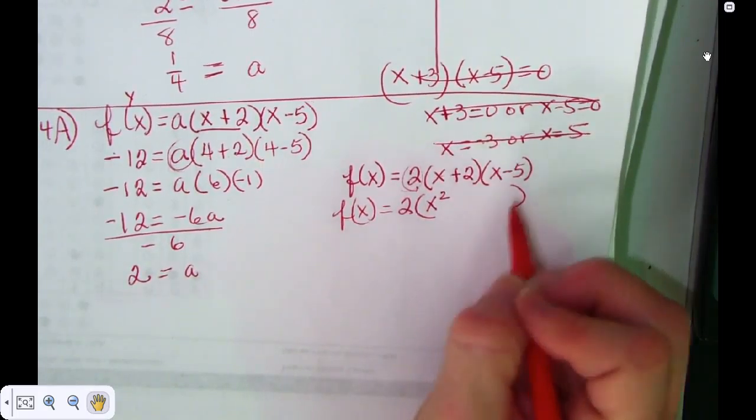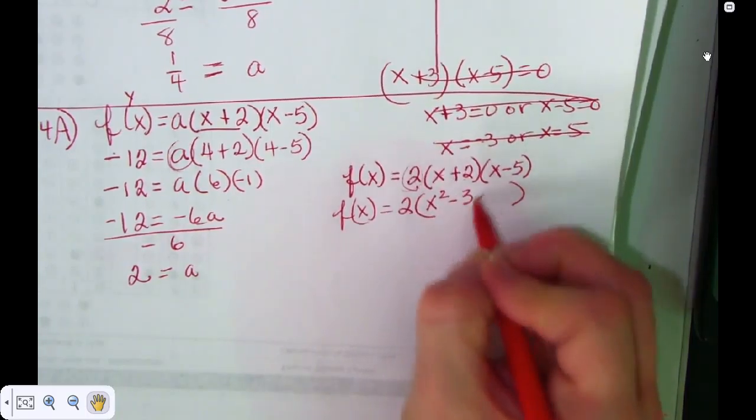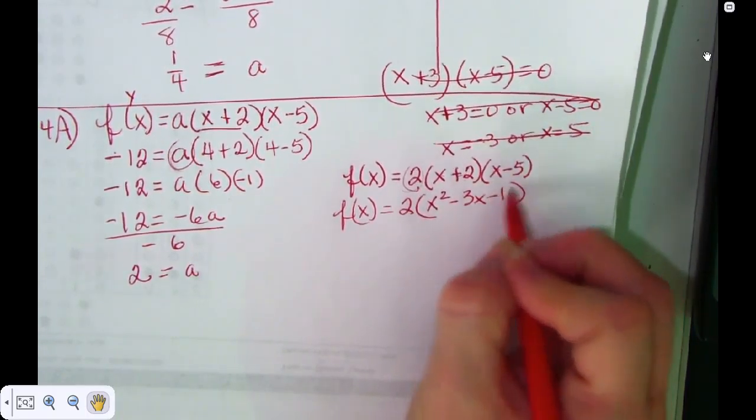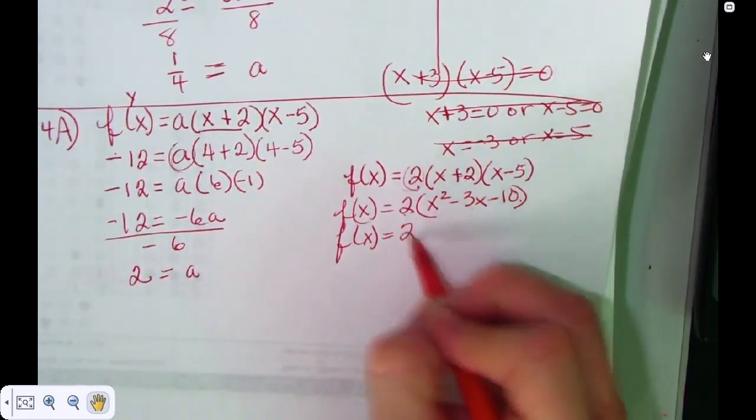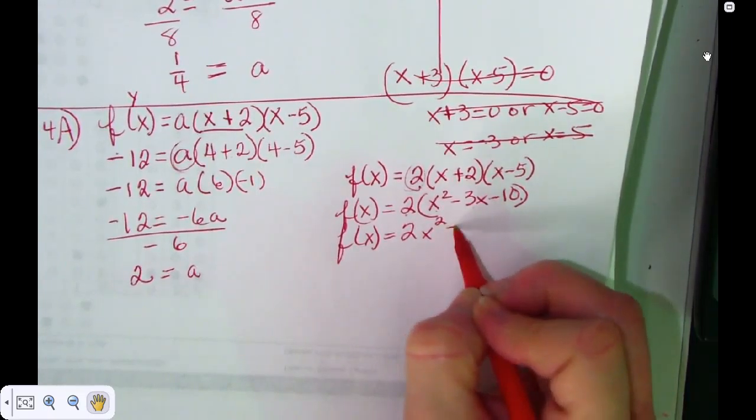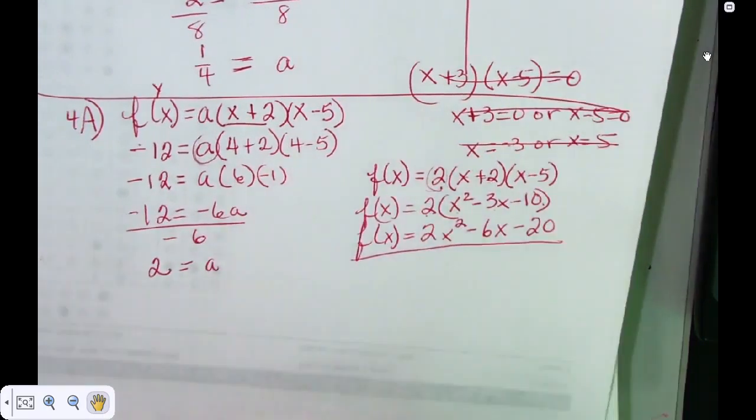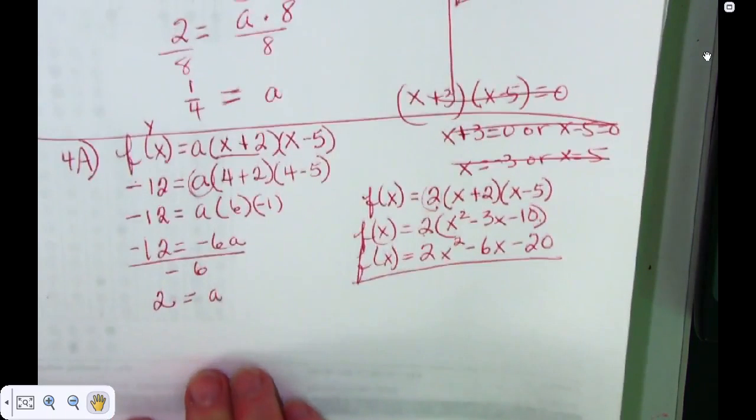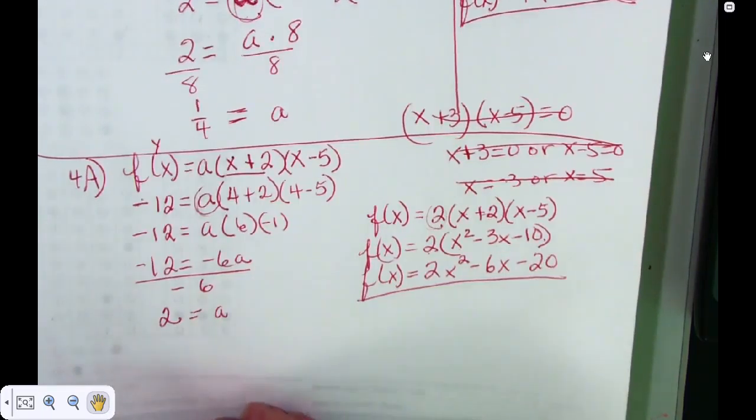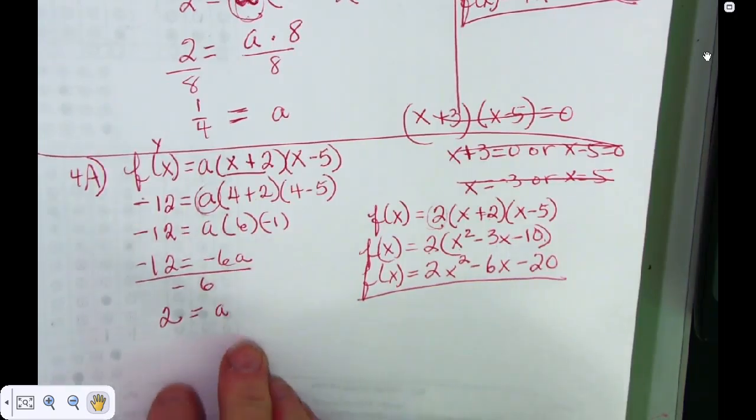X squared. Negative 5x plus 2x is what? Negative 3x, and then minus 10. And then I need to go multiply 2 by all these terms. So 2x squared minus 6x minus 20. There's my answer. Okay? We getting it? Okay?